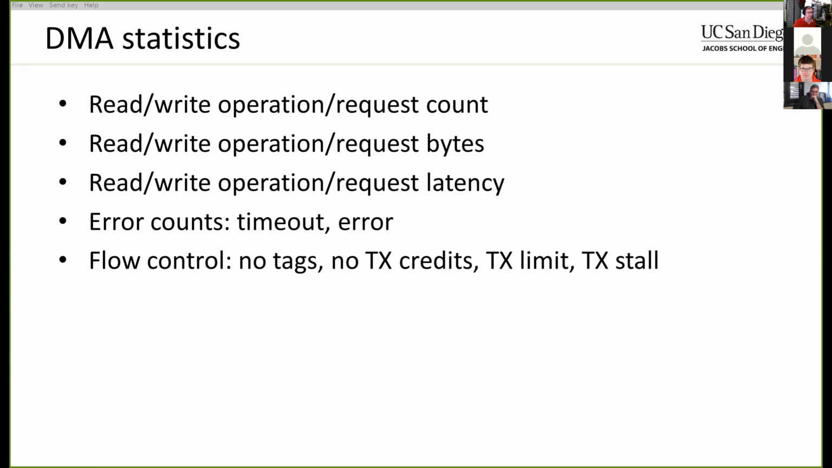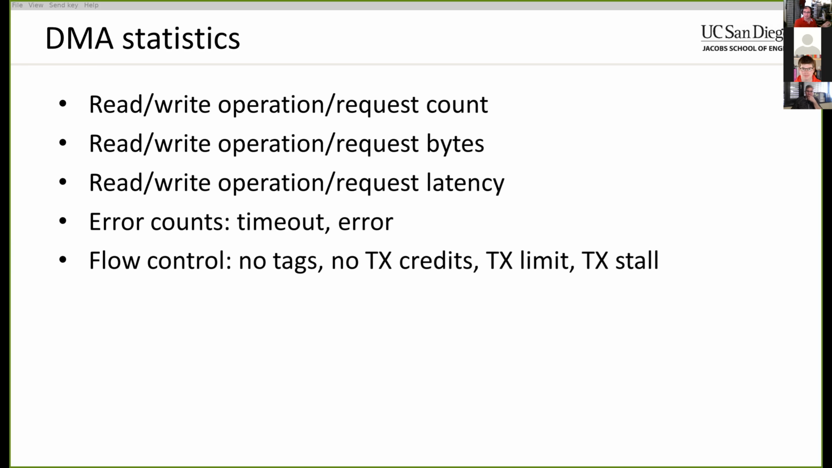It also computes some error counts, so timeout and error counts, and then some flow control information. So if you run out of tags, it increments a counter for that. If you run out of transmit credits, it increments a counter for that. There's also a limitation on the number of in-flight operations in the transmit pipe. So if you hit that, then there's a counter for that. And then if you get back pressure from the IP core, then there's a counter for that. So hopefully using all of this, we'll be able to get an idea of what's going on on the PCI Express side, and if there are changes that need to be made to improve the performance.